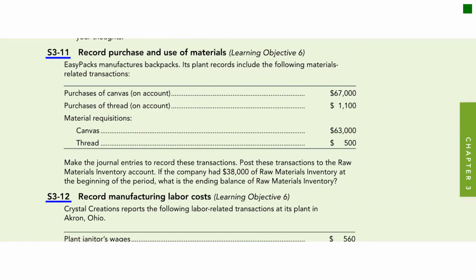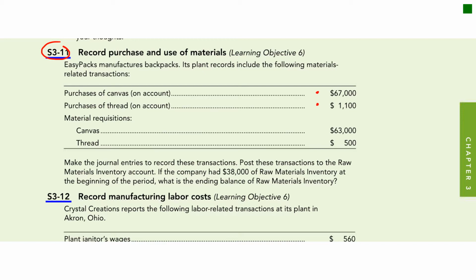Okay, so for this exercise, we are looking at short exercise 3-11. And for this one, we're going to show you how to do some recording of buying materials and using materials in production. So for this particular problem, we have Easy Packs. They make backpacks. They record their material-related transactions as follows. So notice we've got purchases of canvas on account, $67,000. Purchases of thread on account, $1,100. Notice these are both raw materials.